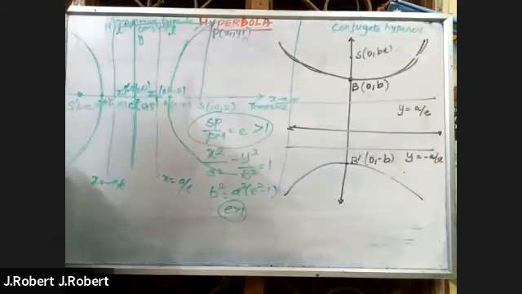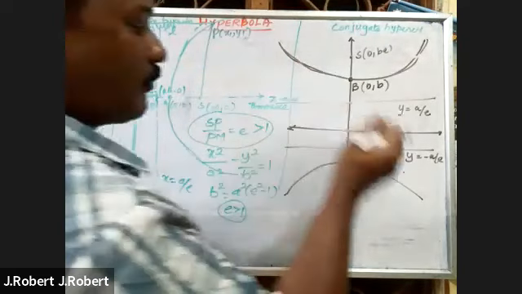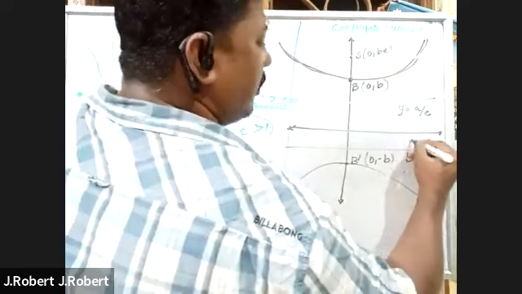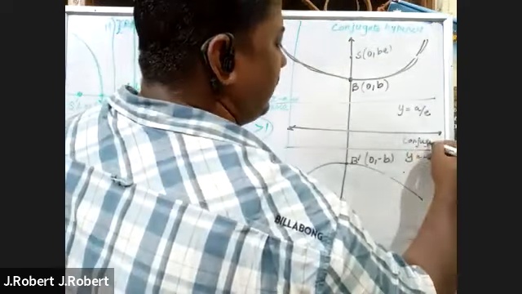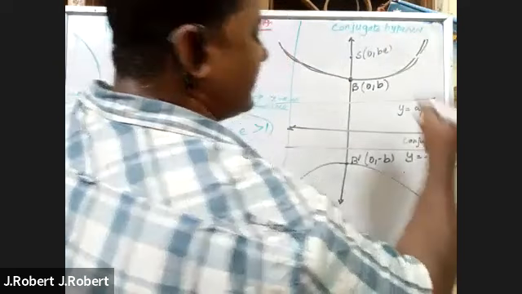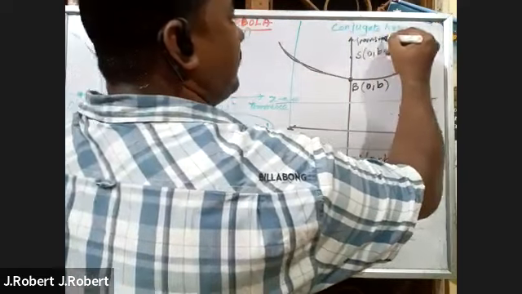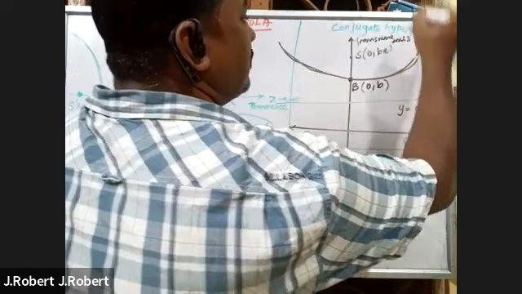All the coordinates are x's because now we can take the x-axis as the conjugate axis. This is called the conjugate axis. You have taken the x-axis as the conjugate axis and the y-axis as the transverse axis.